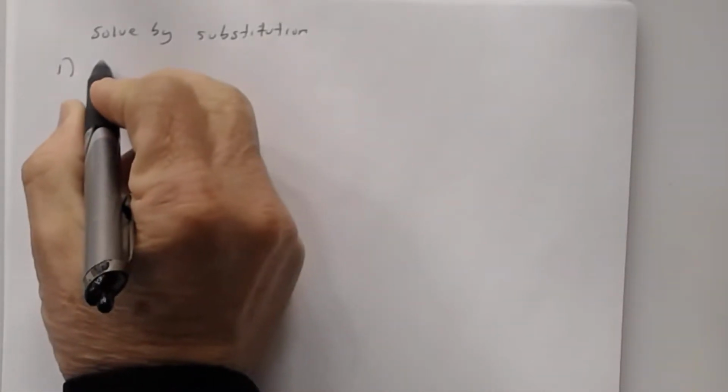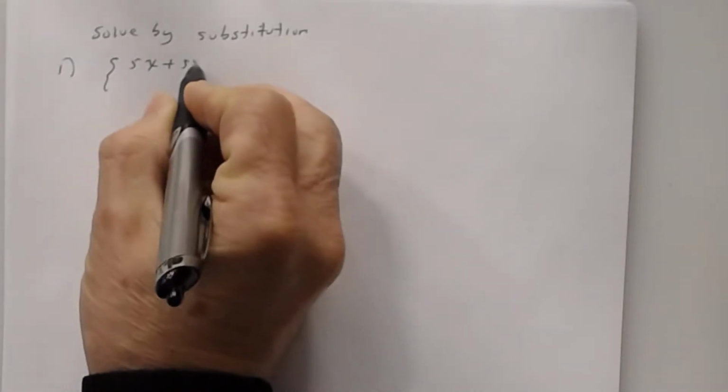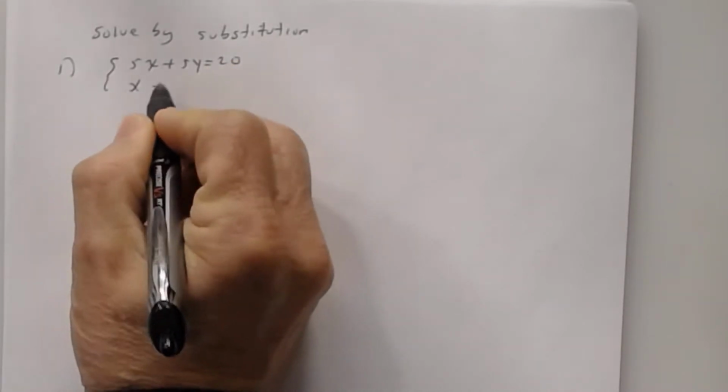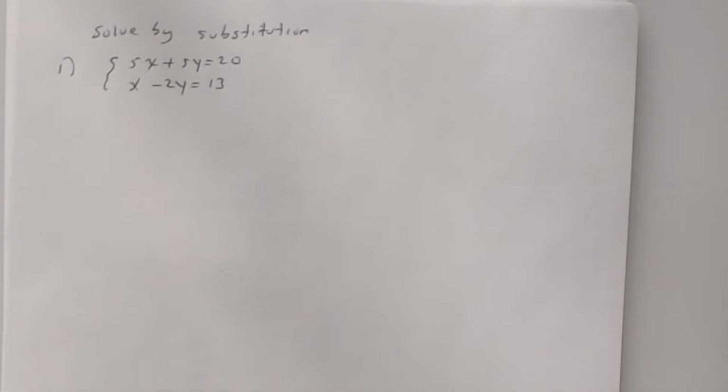You have this system, 5x + 5y = 20, and x - 2y = 13. So you want to solve the system.